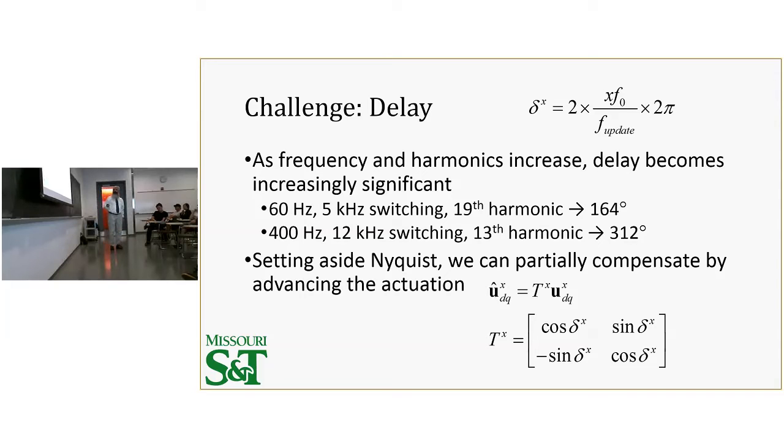This second line, this is what drove me down this road. Doing a 400 hertz inverter with 12 kilohertz switching, if you care about the 13th harmonic, which is pretty substantial in a lot of applications, that's almost a full rotation, right? So we have some Nyquist things going on that I need to deal with, but setting that aside, we can partially compensate for this delay effect by just advancing our estimates by some angle delta using the rotation matrix.